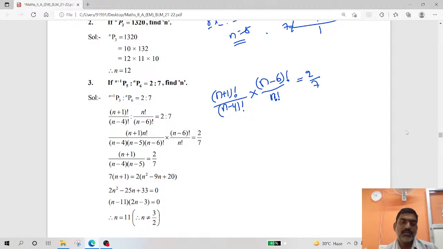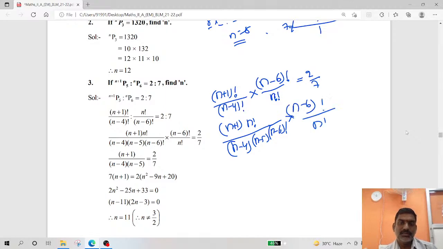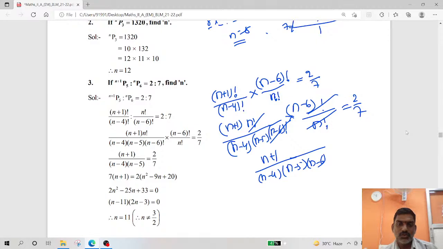Okay. So here n plus 1 factorial is nothing but n plus 1 times n factorial, and n minus 4 factorial is nothing but n minus 4 into n minus 5 into n minus 6 factorial. Every time 1 is reduced, so here we have n minus 6 factorial divided by n factorial. So finally what we have: n plus 1 whole divided by n minus 4 into n minus 5 into n minus 6. N minus 6 already gets cancelled, so only n minus 4 into n minus 5 is equal to 2 to 7. So do the cross multiplication.